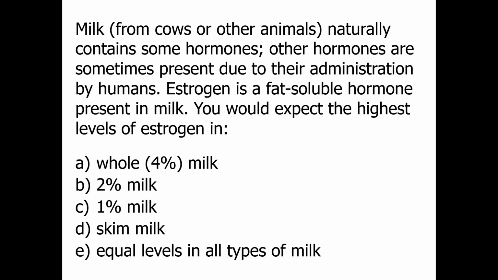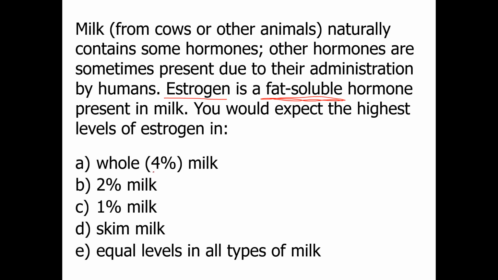Okay, so for this question, we're looking at how milk from animals also contains some hormones in it in relatively small amounts. Estrogen is the one we're focusing on here. Estrogen is fat soluble. What does that mean? We talked before about fat soluble toxins with biomagnification or bioaccumulation. Fat soluble, if you've forgotten, means it dissolves in fat.